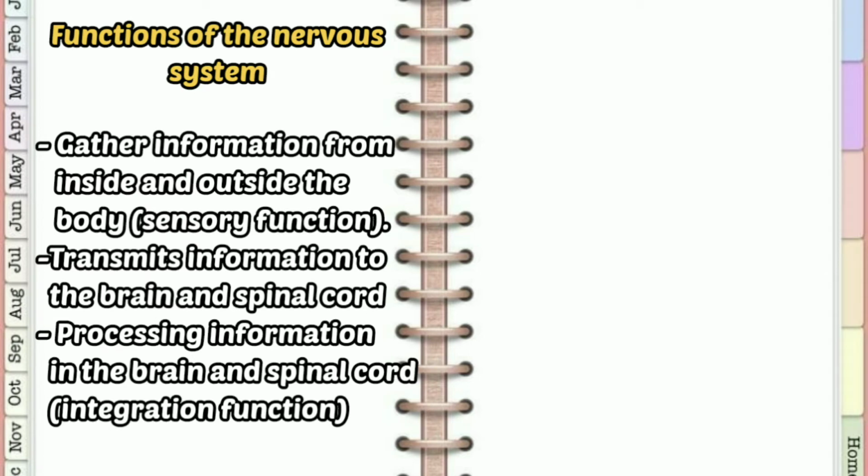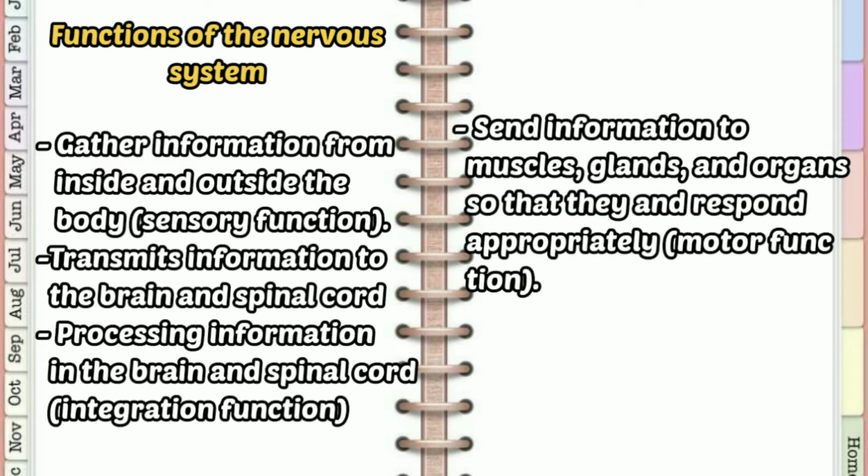Function of the nervous system. Gather information from inside and outside the body, sensory function. Transmit information to the brain and spinal cord. Processing information in the brain and spinal cord, integration function. Send information to muscles, glands, and organs so that they can respond appropriately, motor function.